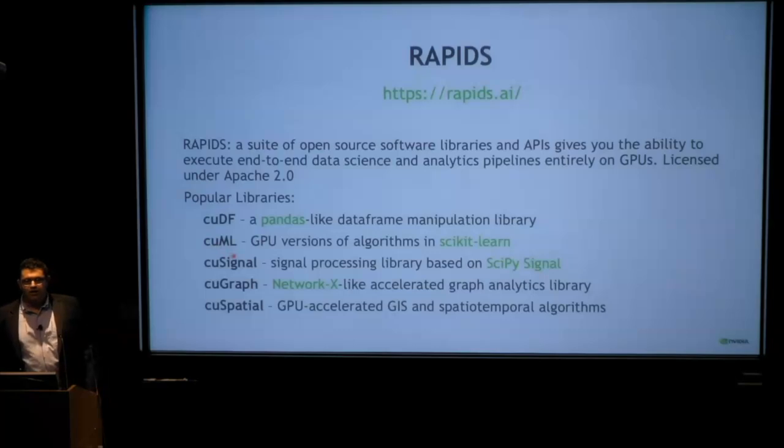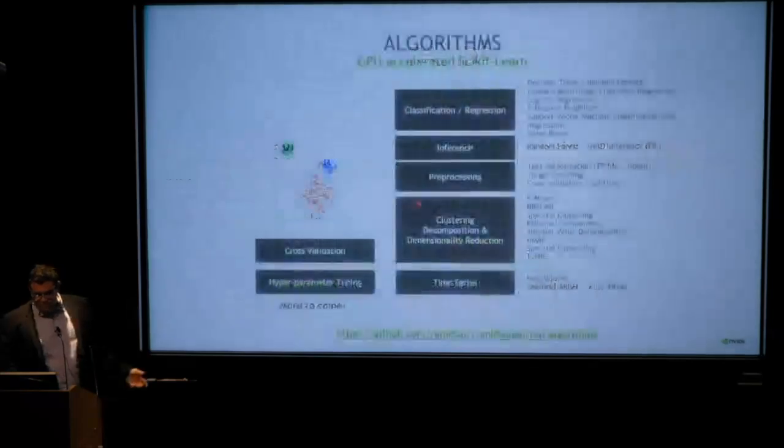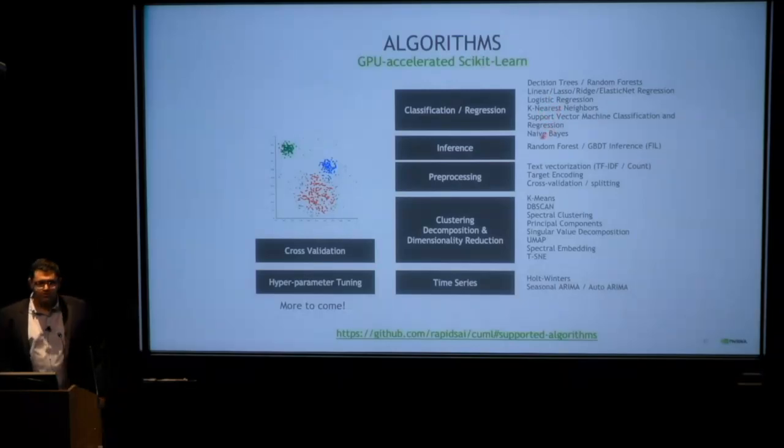cuML is the analog for scikit-learn, so all of your scikit-learn APIs and algorithms are available to be GPU accelerated. And then there are all these other ones, like cuGraph for NetworkX-like things, for folks working on graphs or heterogeneous graphs as well. Just highlighting some of the things in cuML, it really spans the gamut: decision trees, random forest, linear regression, k-nearest neighbors. I don't have XGBoost here, but it's there too, GPU accelerated XGBoost.